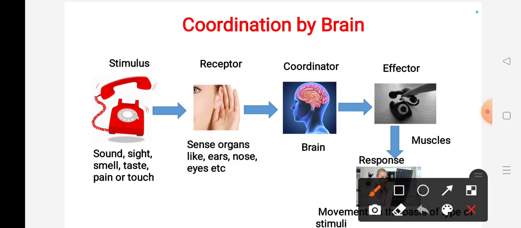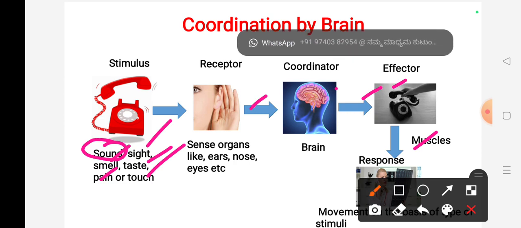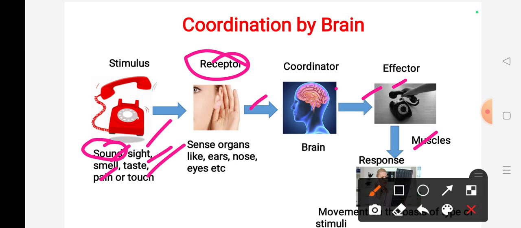Here we took one small example of sound as a stimulus. These are all working mechanisms of the brain. Like that, sight, smell, taste, pain, touch are all sensed by sense organs: ear, nose, tongue, skin. Whatever types of cells are there in sense organs are called receptors.